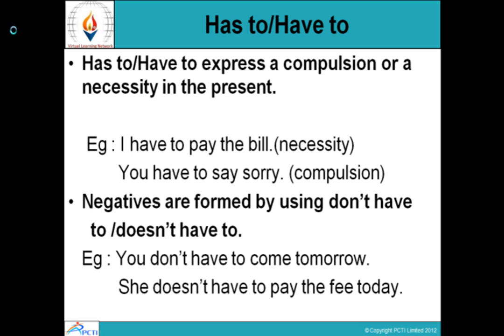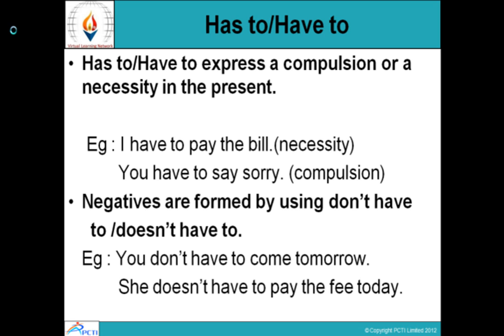In singular, he, she, it, we use has to. Like, she has to work hard. He has to meet his boss. You have to fill the form.